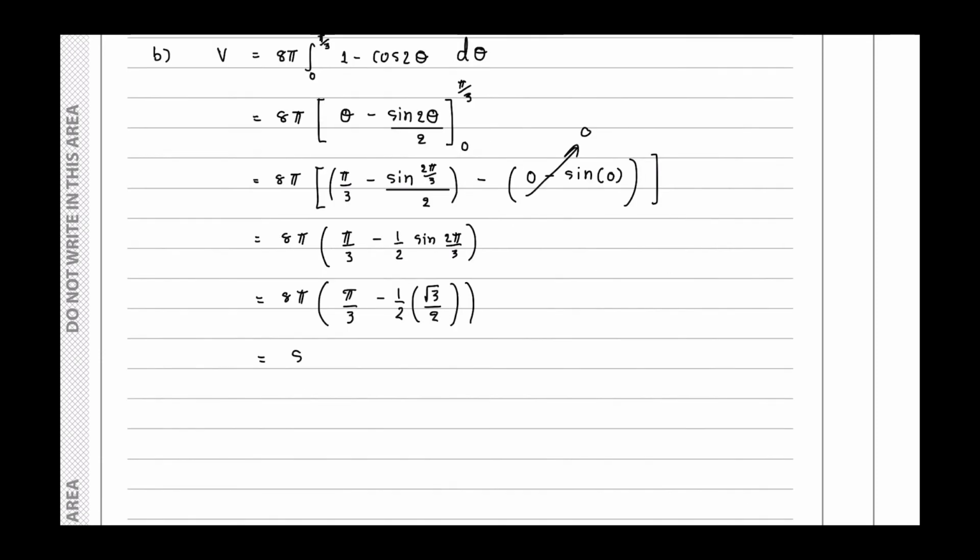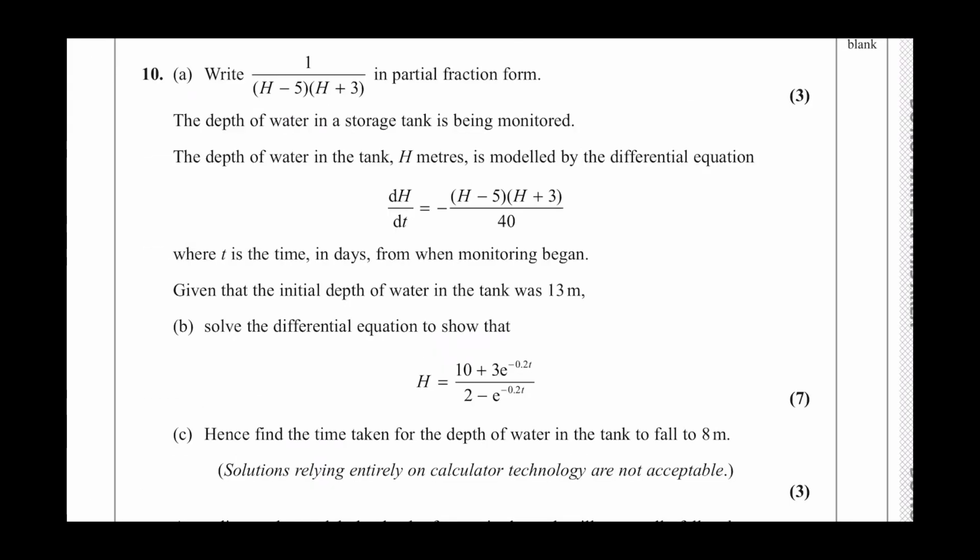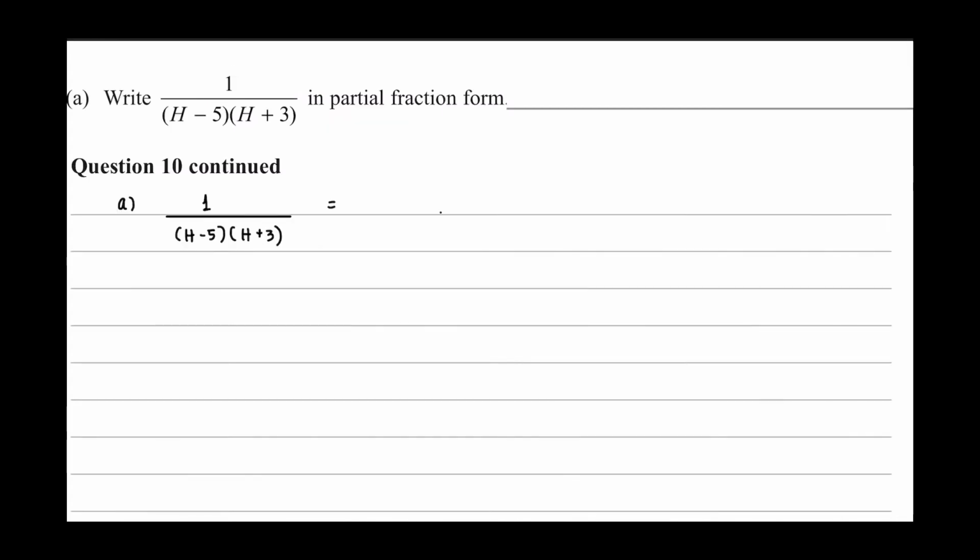We simplify this term, it will be 8 pi squared over 3 minus 2 square root 3 pi. That's the volume. Here's the last problem. First of all, we are going to make this fraction to a partial fraction form. The partial fraction of this fraction is a over h minus 5 plus b over h plus 3.